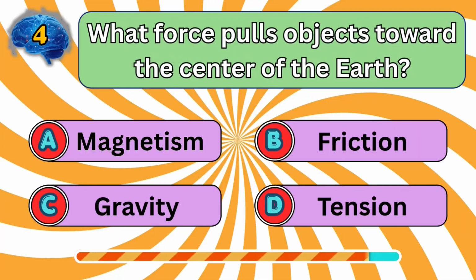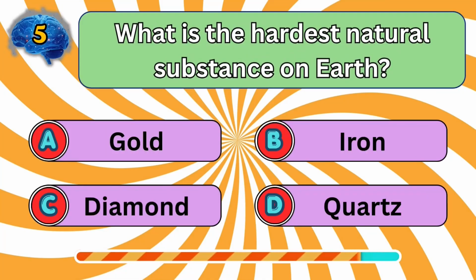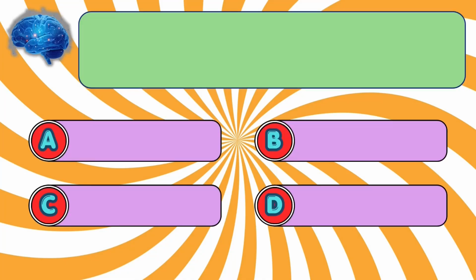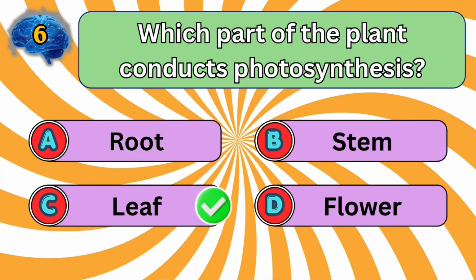What force pulls objects toward the center of the Earth? Gravity. What is the hardest natural substance on Earth? Diamond. Which part of the plant carries out photosynthesis? The leaf.